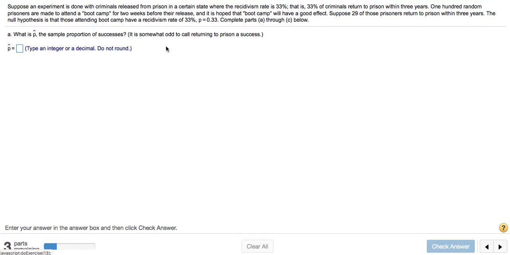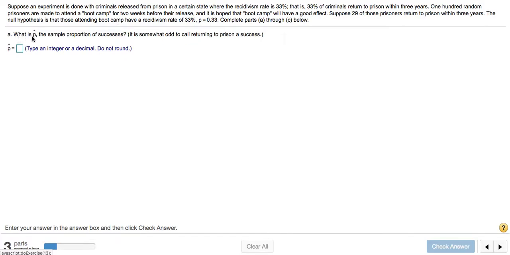Suppose an experiment is done with criminals released from prison in a certain state where the recidivism rate is 33%. It goes on to say 100 random prisoners are made to attend a boot camp for 2 weeks before their release, and it is hoped that this boot camp will have a good effect. It goes on to say now that suppose 29 of these 100 prisoners return to prison within 3 years.